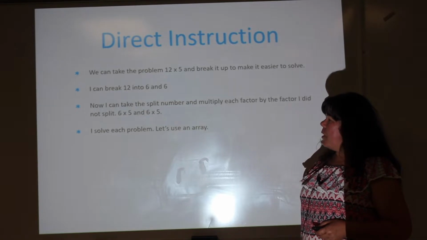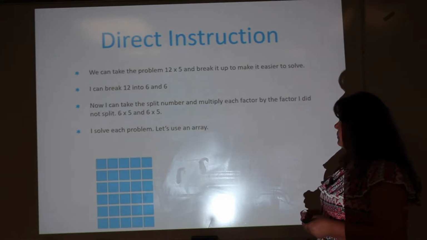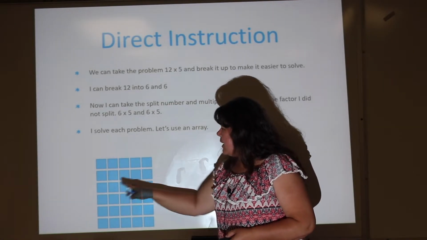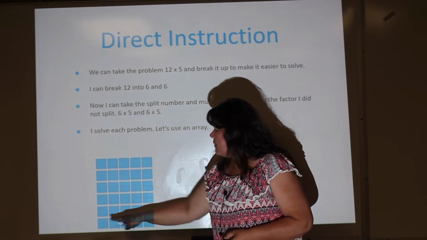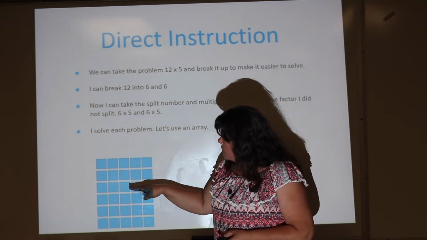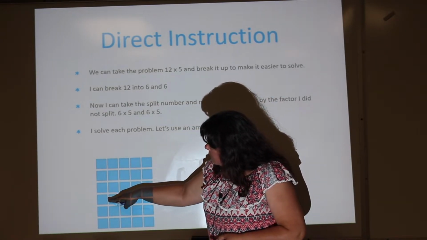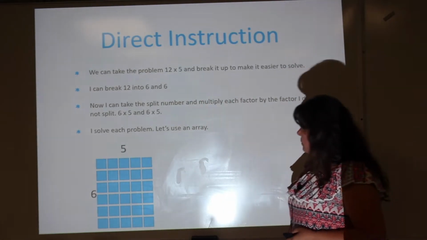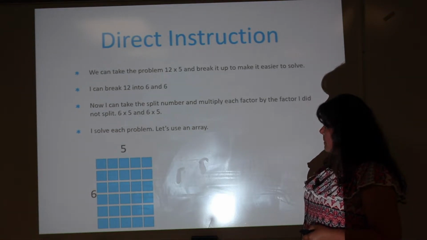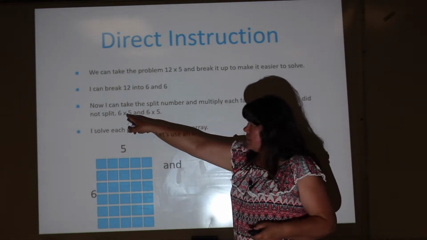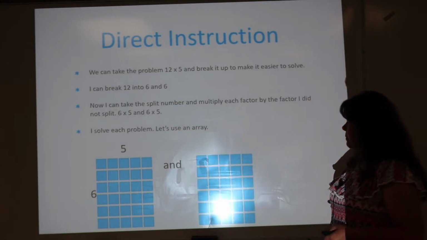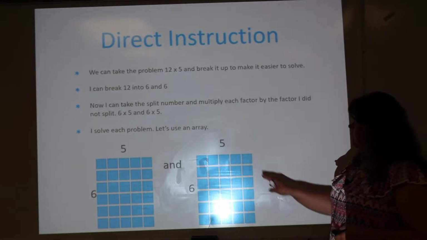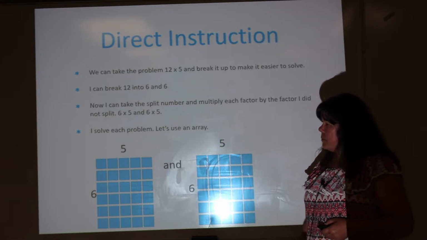So then you solve each problem. So let's use an array. So I have 1, 2, 3, 4, 5, and then I have 5 again, 5 again, 5 again, 5 again, 5 again, and I know that I've done this 1, 2, 3, 4, 5, 6. So there's my 6, and there's my 5, and that's this one. I need to do it again. So 6 and 5. So this is what it would look like if I were to make an array to help me solve this problem.